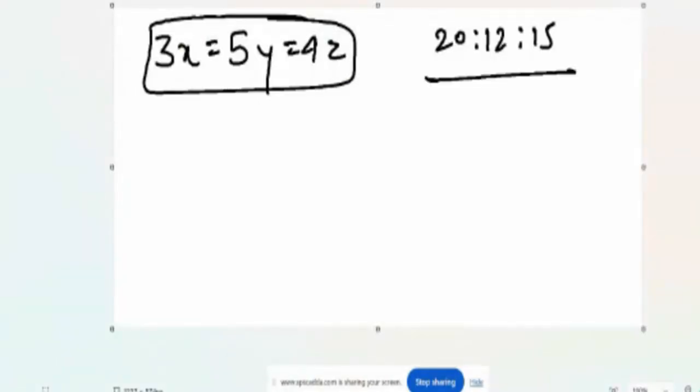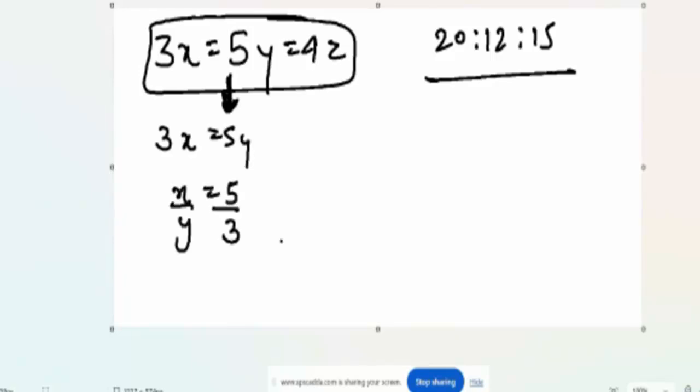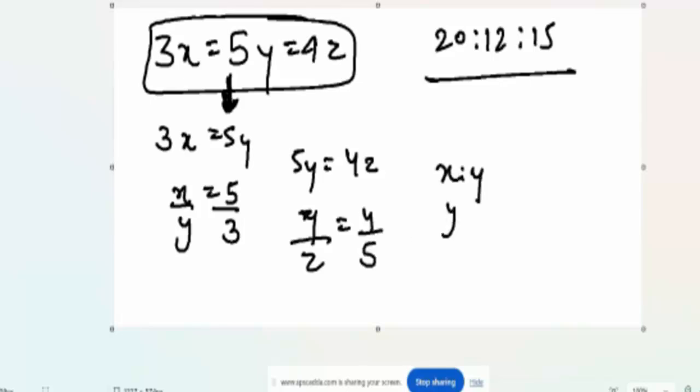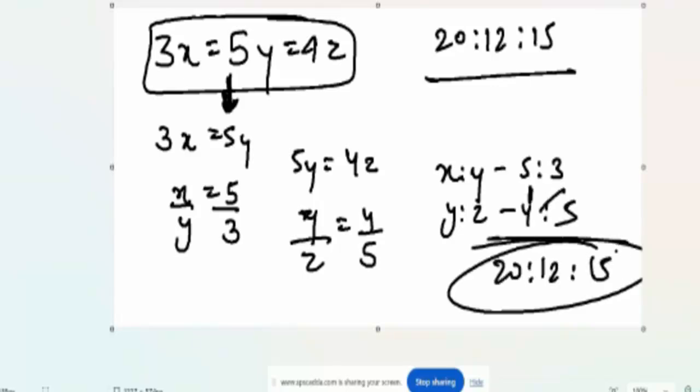Everyone? Yes, ma'am. Okay. Please tell me how you approached the question. First, we consider 3x equals 5y and then find the value of x is to y. Similarly, we find the other value. Which means you have done the question like this: x by y is equal to 5 by 3. Then you have done 4z equals 5y, so y by z is equal to 4 by 5. Then you have written down 5, 3 and 4, 5, and then solved like this. Correct? Yes, ma'am.